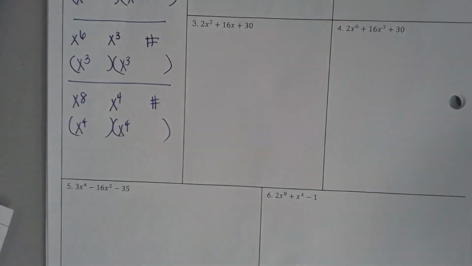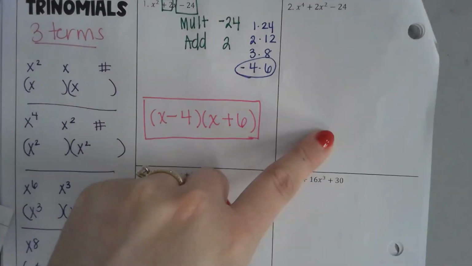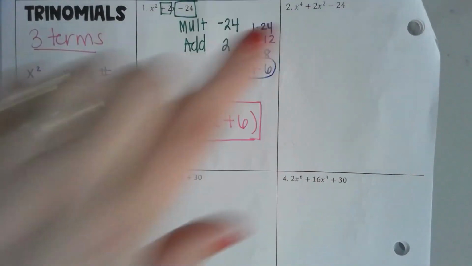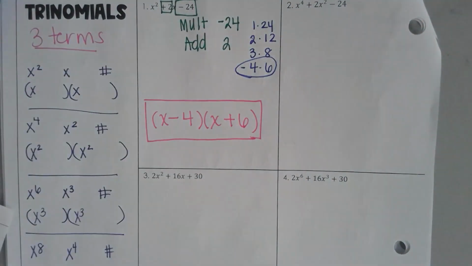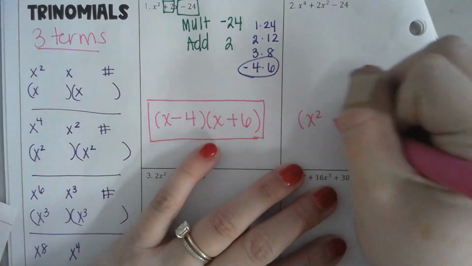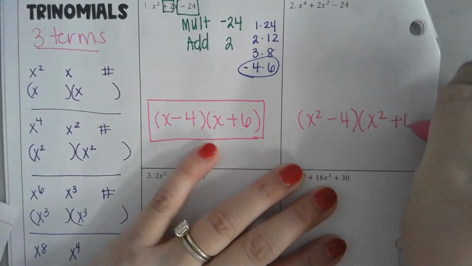So number 2, the only thing that changes from this answer to over here, because the rest of the problem is exactly the same, is that those should be x squareds. So my answer should be x squared minus 4, x squared plus 6.